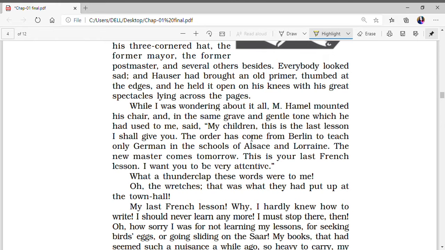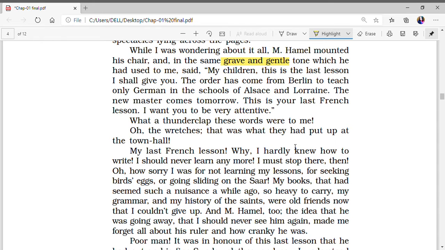"M. Hamel mounted his chair and in the same grave and gentle tone which he had used to me." So what is the tone of M. Hamel? It's grave, and it's gentle. So he tells Franz, "My children, this is the last lesson." So you can notice the relation of the title, and you can give the reference from here in the chapter that this is the last lesson M. Hamel shall give them today.